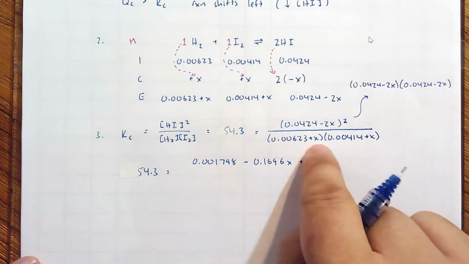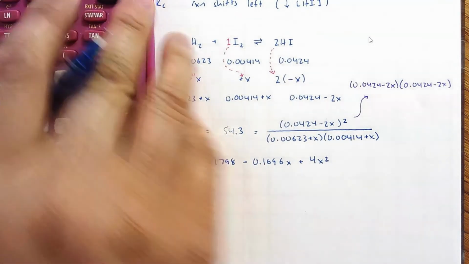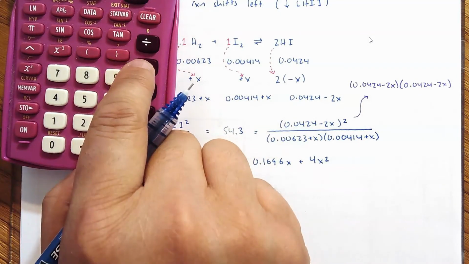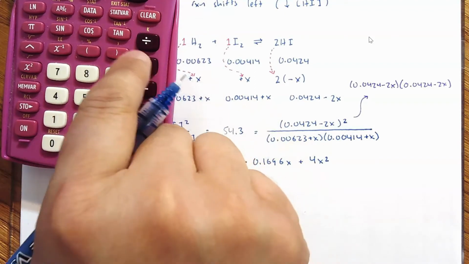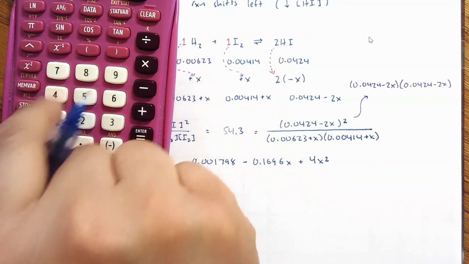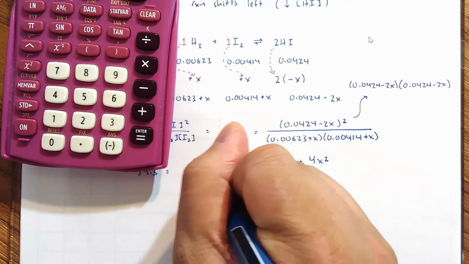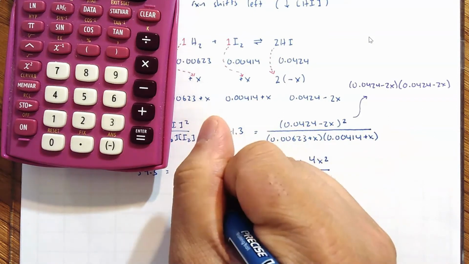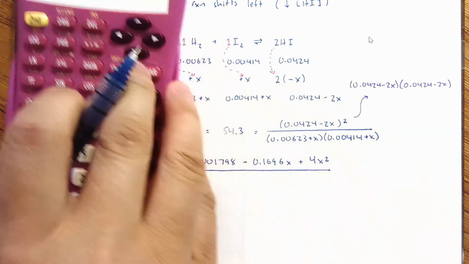Okay, let's try this one. I'll do the easy one first. 0.00623 times 0.00414. As you can tell, I haven't taken algebra in decades. Oh my goodness. We're going to use scientific notation.